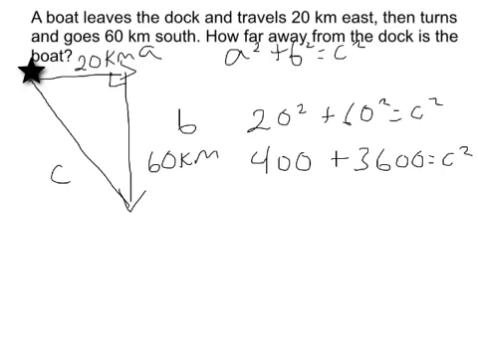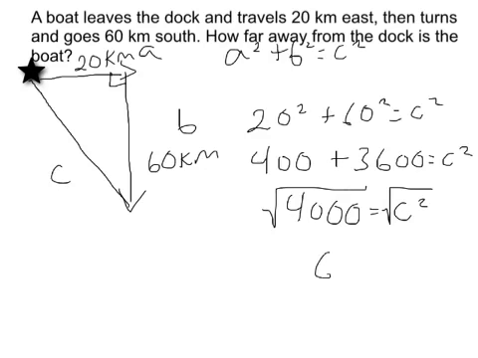Alright. And then all we have to do now is add those two together. So 3,600 plus 400 is 4,000. So 4,000 equals c squared. Now we take the square roots of both sides. The square root of 4,000 should be 63.2 kilometers. So I just did that last part on my calculator. Alright, so the boat is now 63.2 kilometers away from its starting location at the dock.